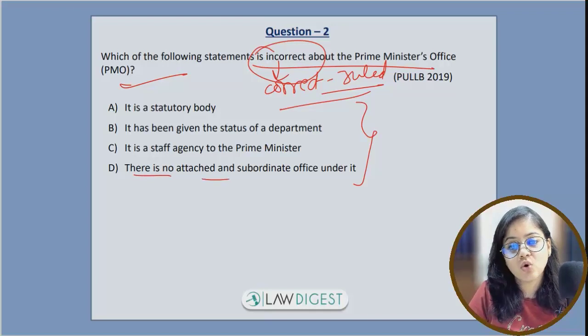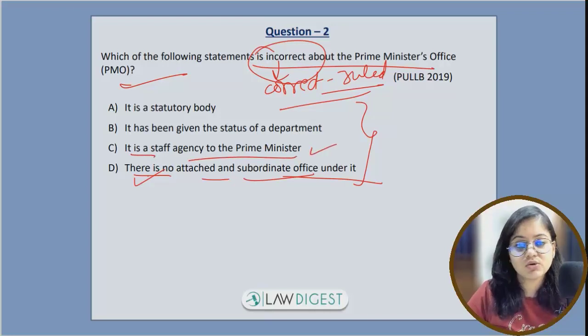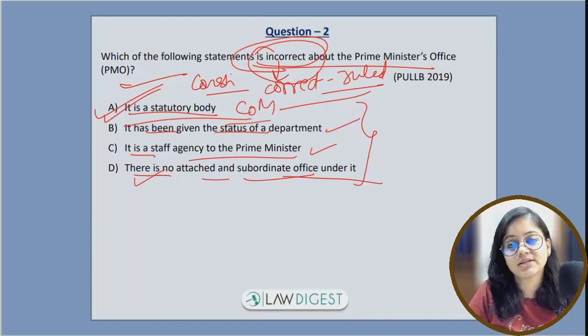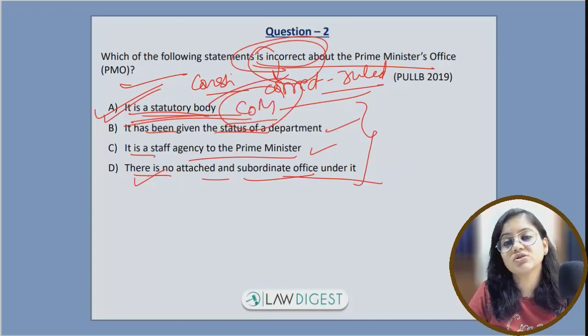There is no attached or subordinate office under it. There are many offices under the PMO, so this is a correct thing to say. Then it is a staff agency to the PM. This is also correct. It has been given the status of a department. It is also correct. The incorrect part is that it is a statutory body. Option A is the correct answer because PMO is given in the Constitution. Council of Ministers have been described therein. Therefore, it is not a statutory body. It comes through the Constitution and it is a constitutional body.